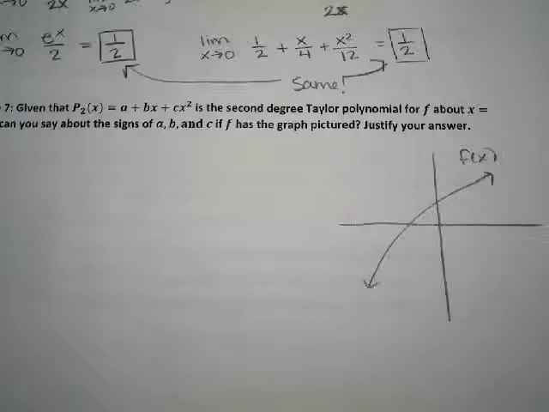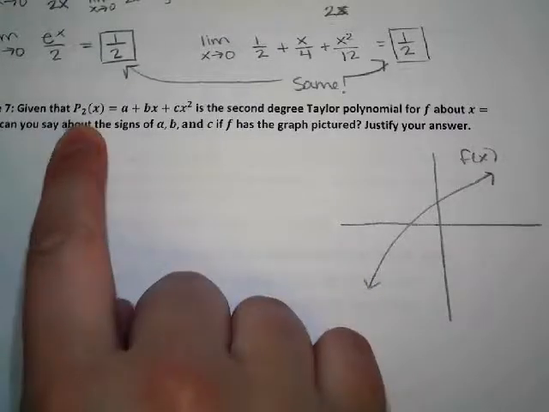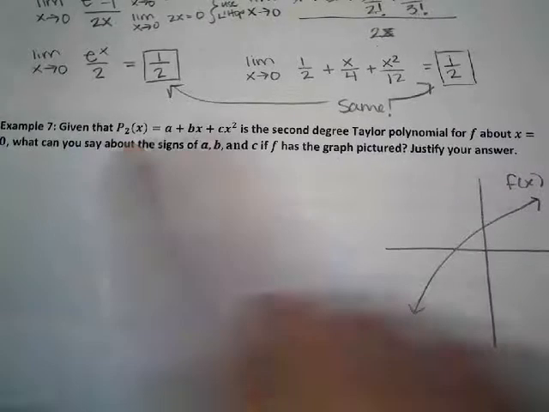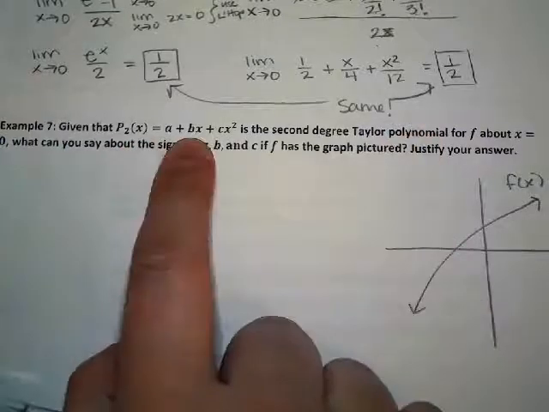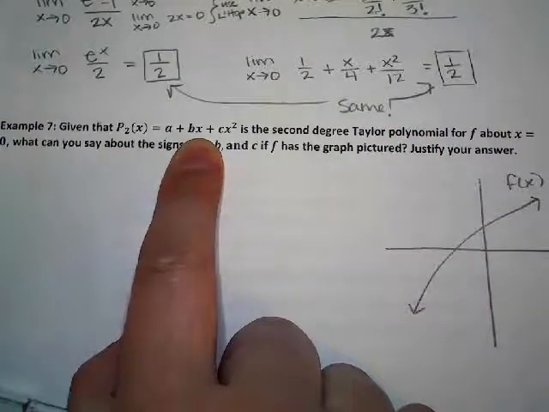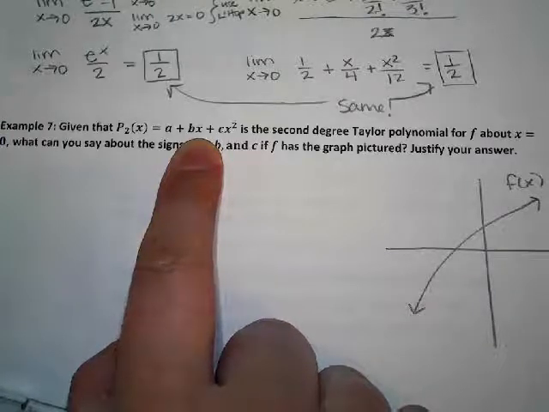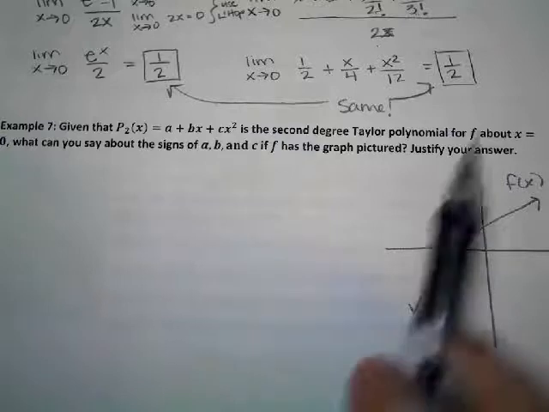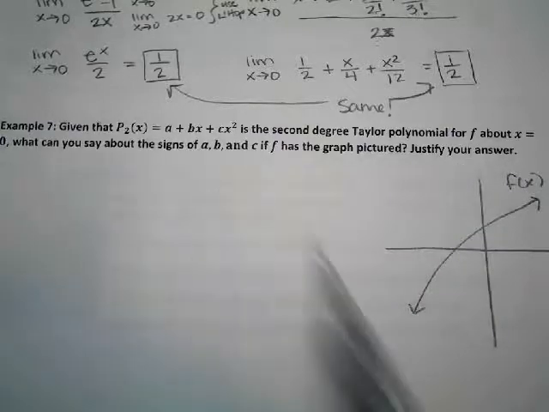Okay, let's move on. So it says we have a second degree Taylor polynomial. We can tell from the way that it is written that it is centered at 0, so it is not just a Taylor polynomial, it's also a Maclaurin polynomial. About x equals 0, what can you say about the signs of A, B, and C if this is the graph that is pictured?